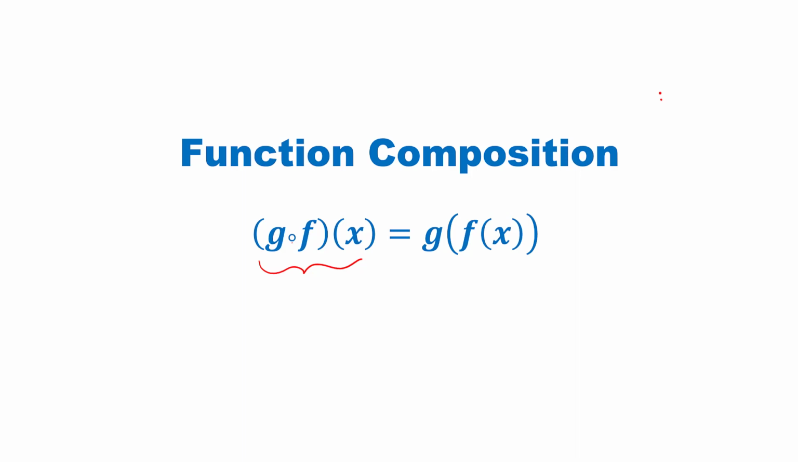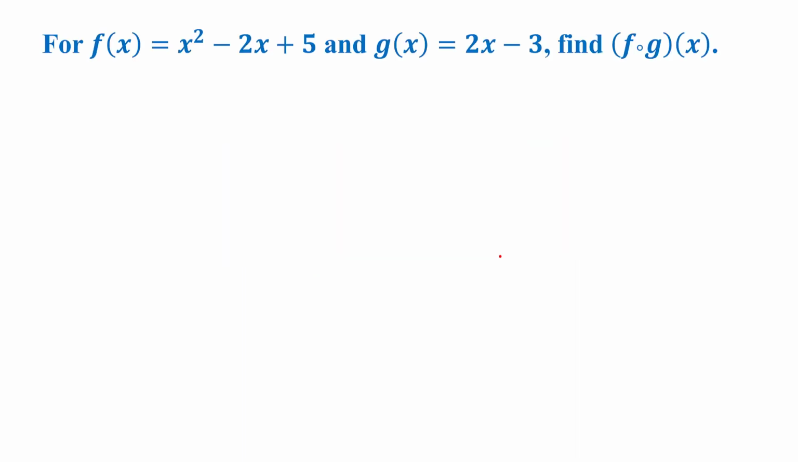Multiplication would just be a dot. Open circle composition, and we would say g composed with f of x equals g of f of x. So let's work through some examples.